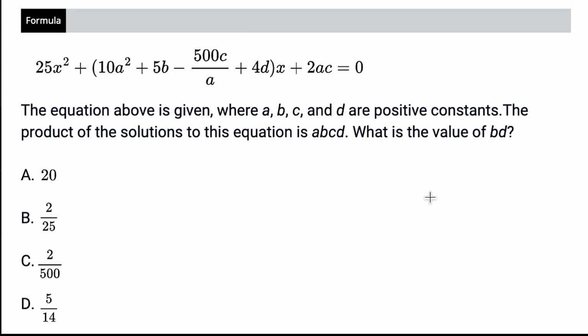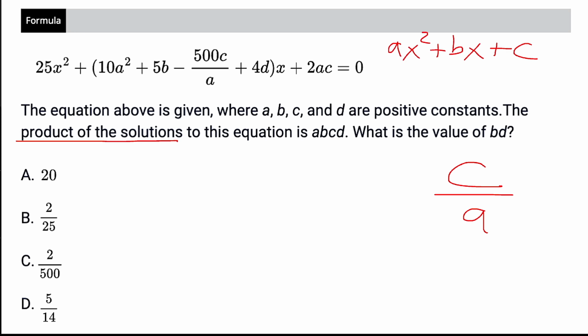Well, if you know the simple formula for product of solutions, which is C over A, this actually becomes quite easy. Now, keep in mind, C over A is in reference to AX squared plus BX plus C. So we need to identify where those components are. C is actually going to be 2AC in this case. So we would have 2AC divided by A, which is just 25 in this case, because that's going to be our coefficient for x squared.